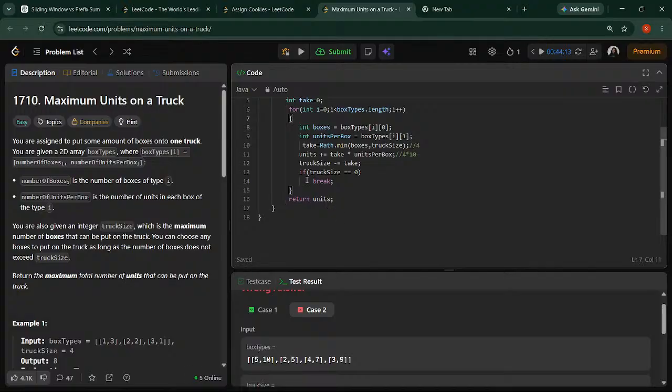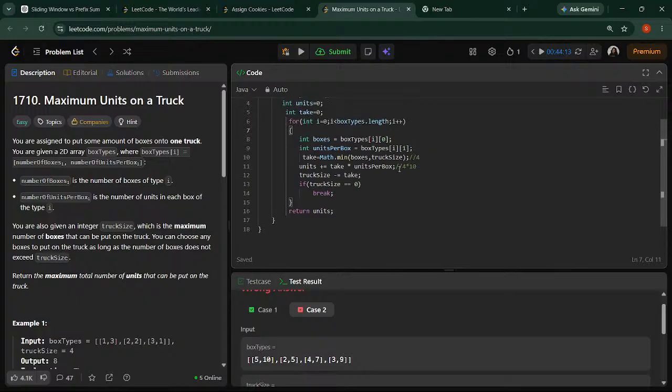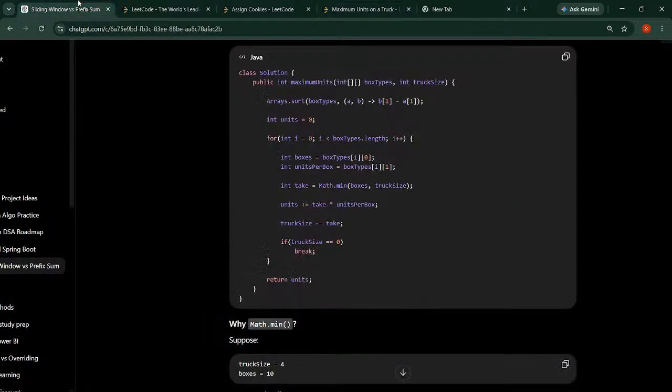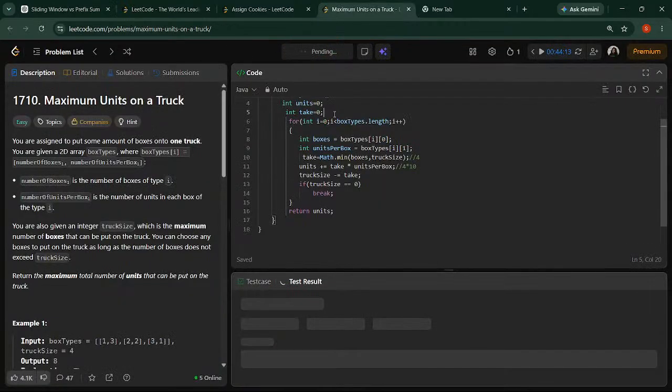Now he will be seeing his phones only. Okay, fine. It should be break. Truck side equal to 0. Truck side, if, let's see if this is going to work now.